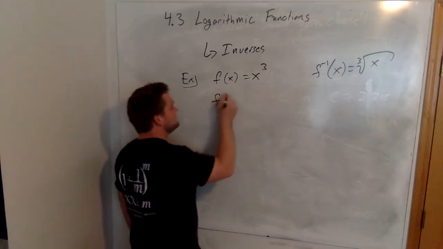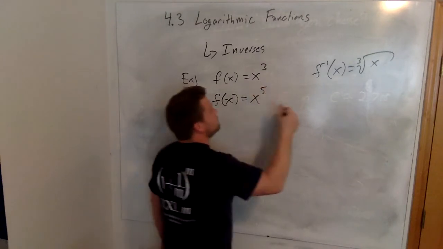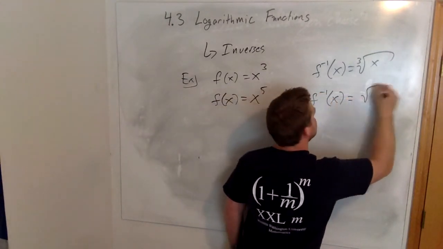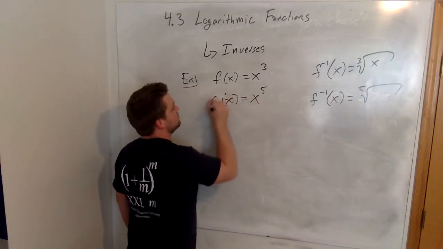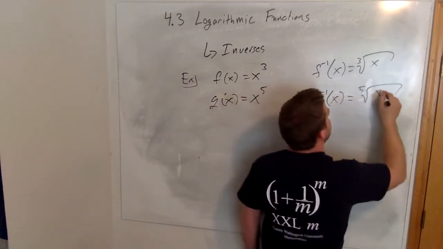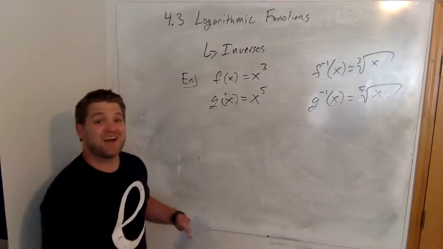Similarly, we could have something like 5 to the x. What would be the inverse of this function? Well, they're called roots. Instead of f, I'll write it as g, just a different function. G inverse would be the 5th root of x. And what's great about inverse functions is that they undo one another.